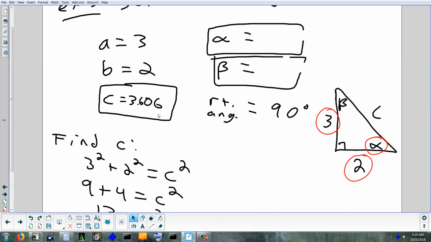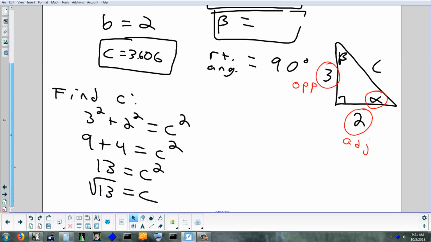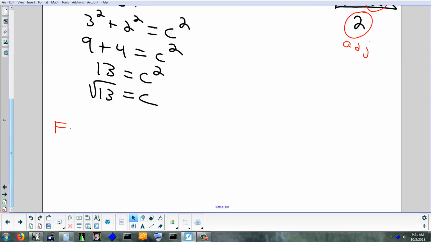Joe, from the perspective of alpha, the side that we have is 3 units long. Is it opposite, adjacent, or hypotenuse? Opposite. Yep, opposite. Christian, the side that's 2 units long, adjacent or hypotenuse? It would be adjacent. So now we're going to ask the same question, thinking of a trig function that has opposite and adjacent in it. So Kay, what would be a trig function that has opposite and adjacent? Tangent. So let's find alpha.